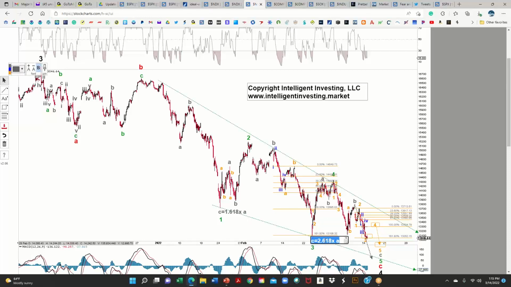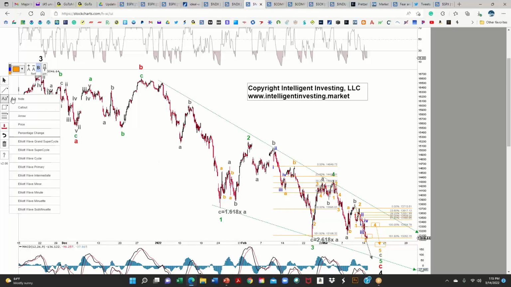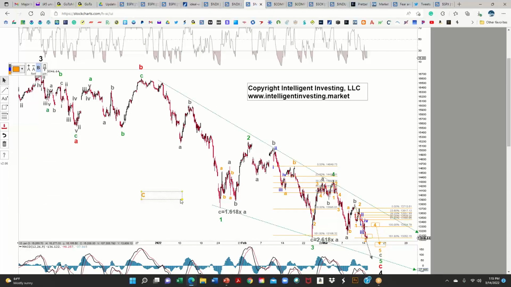You can get the extension as we got, but it had to overlap because now we have the wave C of C right where it had to allow for this. Okay, so that is nice. We have picture perfect overlap. C is 1.618 times A. Okay, for the Nasdaq. Looks good. Nothing to argue against.